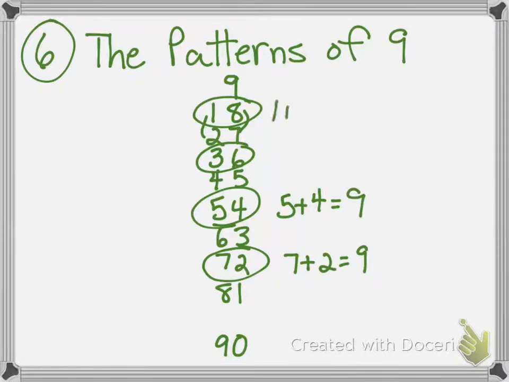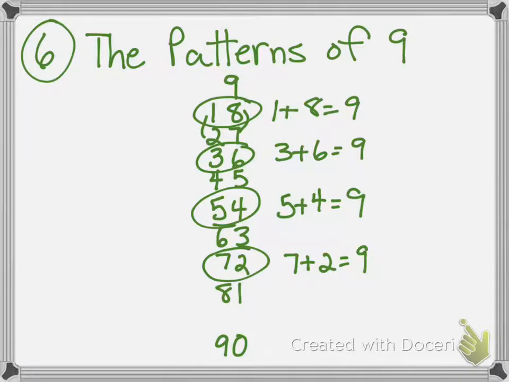Okay, 1 plus 8, 9. 3 plus 6, 9. So every multiple, that means every time you count by nines, every multiple, the digits in the number will add up to 9.